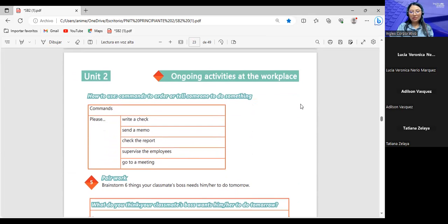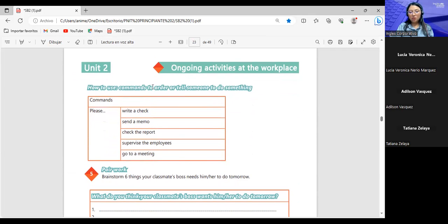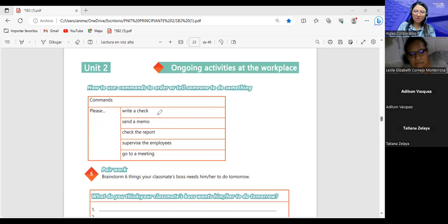How do we use commands? In order to tell someone to do something. As I was mentioning before, you can include the expression please at the beginning, or you can even say please at the end. Vaya, leamos esta información, clase. Number one. Deme las indicaciones acá. The instructions, please. Write a check. Write a check. ¿Qué será eso? Please write a check. Haz el check. Ajá, ok. Como generar, escribir un cheque para solo firmarlo.